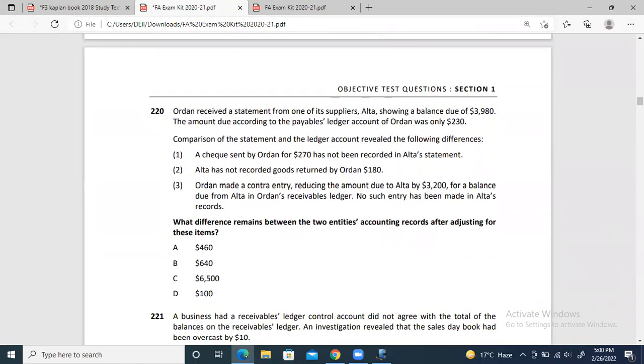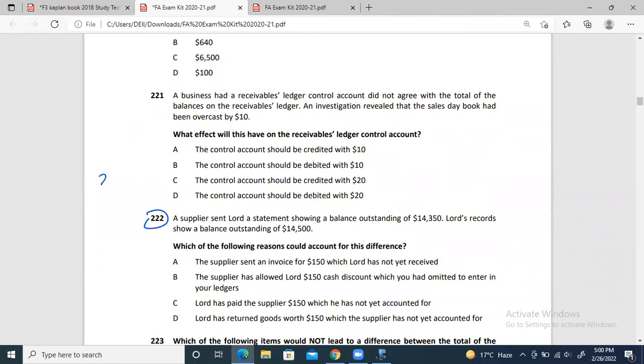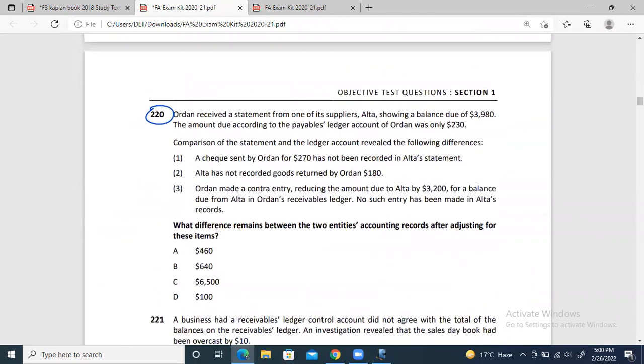Okay, now let's do this one as well. I'll do questions till 222 because these are just till I think 229. So the rest of them you can try and let me know if there is any problem.